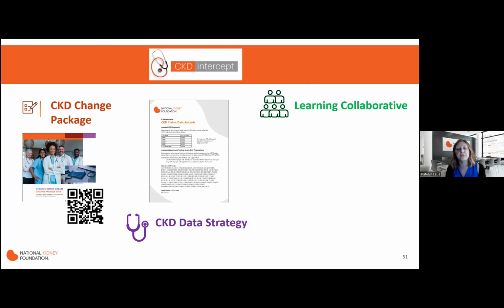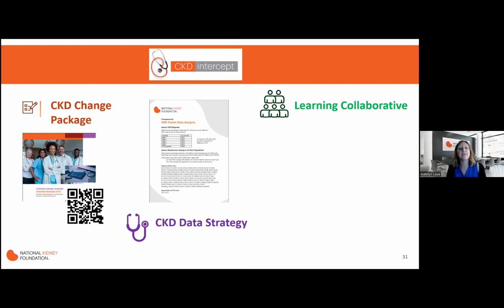It's available freely online, both as a downloadable PDF as well as a web version that guides you through each stage of change to really help tailor your experience in terms of where you need to go next. It's kind of like a cookbook for primary care is how I refer to it.